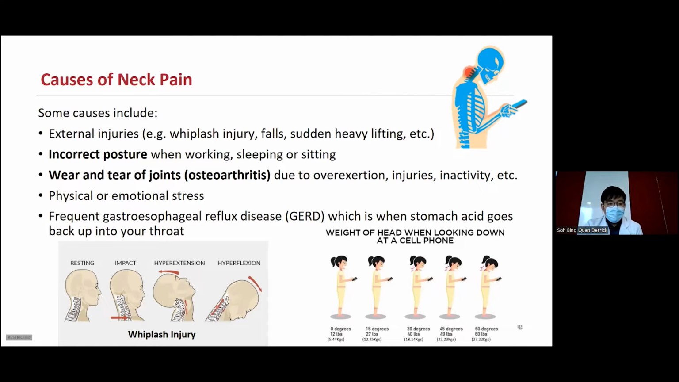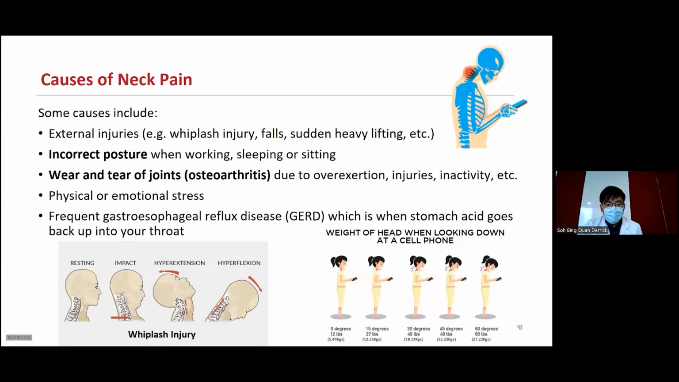Okay, so next one, wear and tear of joints, or commonly known as osteoarthritis or OA. This is when there's damage to the bone, to the joints at your cervical spine. Some could be due to overexertion from your work, injuries, or also inactivity can cause osteoarthritis. And you have the physical emotional stress.